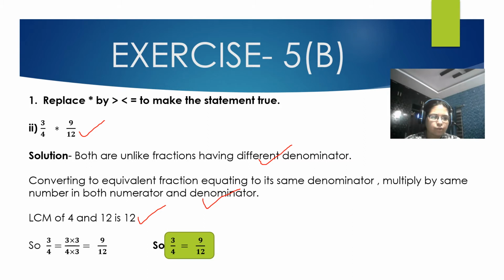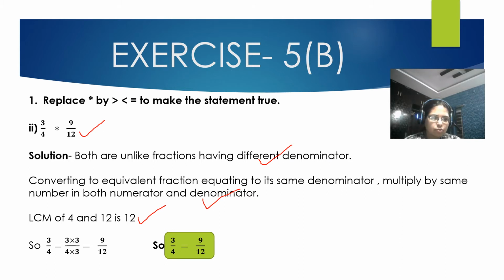This 12 is 4 multiplied with 3. So by prime factorization, the LCM 12 is 4 multiplied with 3, that is 12. So we have to convert this 3 divided by 4 to an equivalent fraction having the denominator 12. We know multiplying 4 with 3 we get 12.